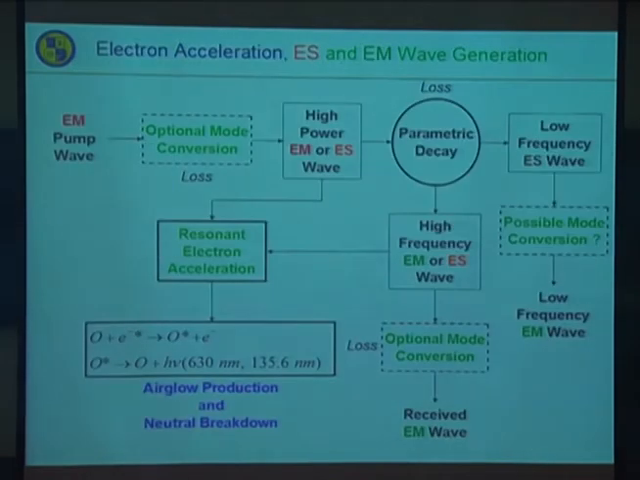Next slide, please. So what is happening is, besides making these electrostatic waves, you're resonating with electrons. These electrons then bump into the neutrals, making aurora-like emissions at 6300, 1356, other wavelengths, and breaking down the neutrals.